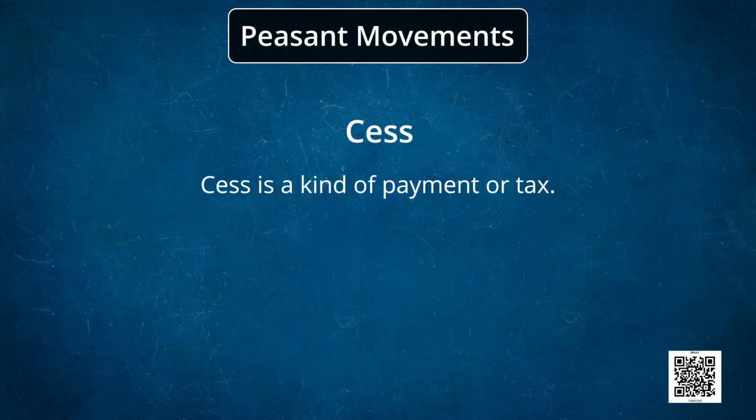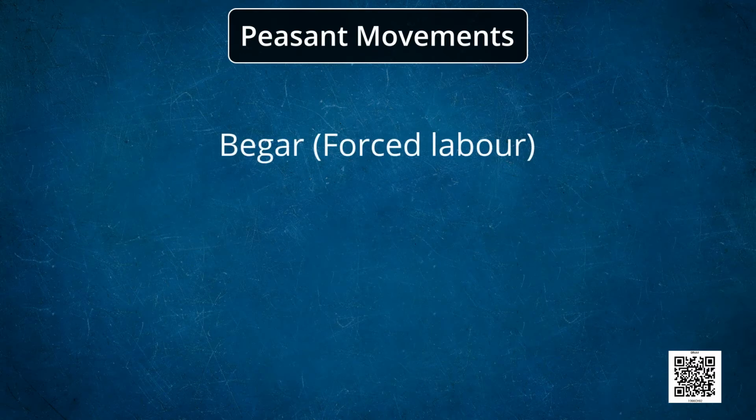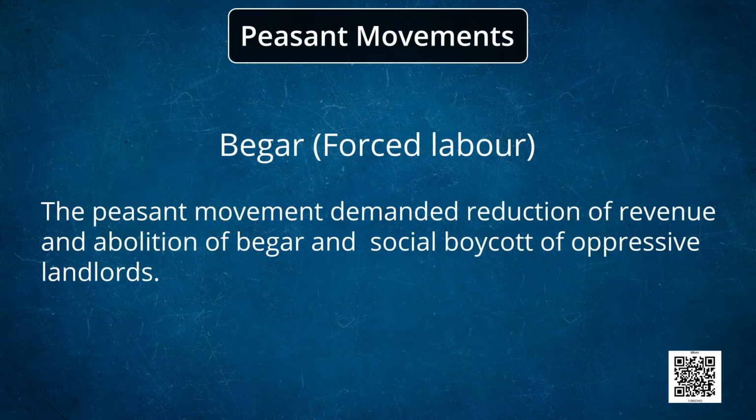Children, cess is a kind of payment or tax. So these cesses were being collected from the peasants. Peasants also had to do begar, means forced labor. The peasant movement demanded reduction of revenue and abolition of begar and social boycott of oppressive landlords.